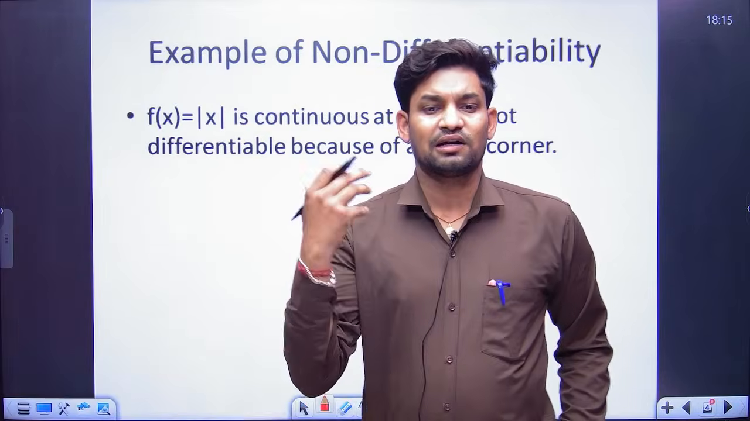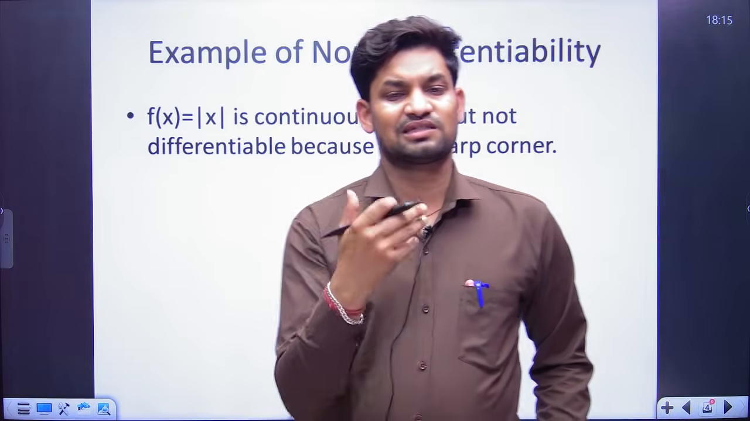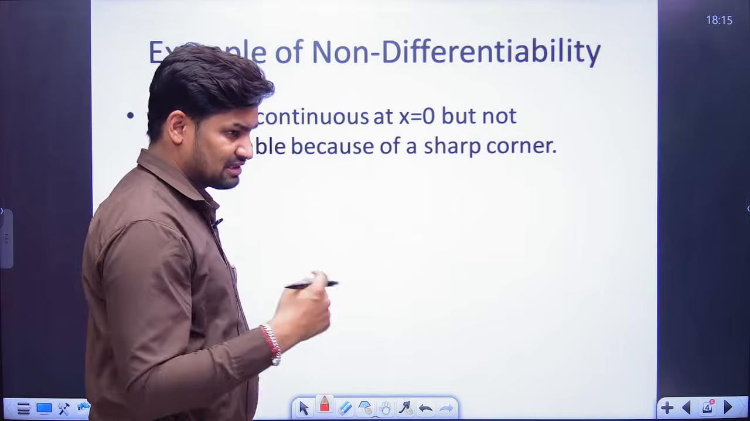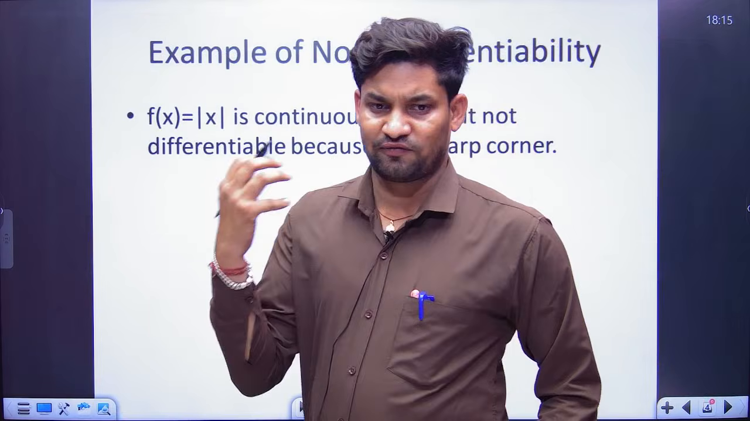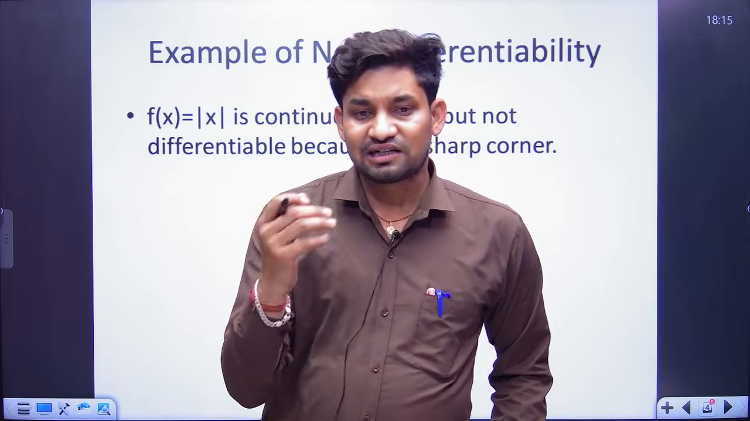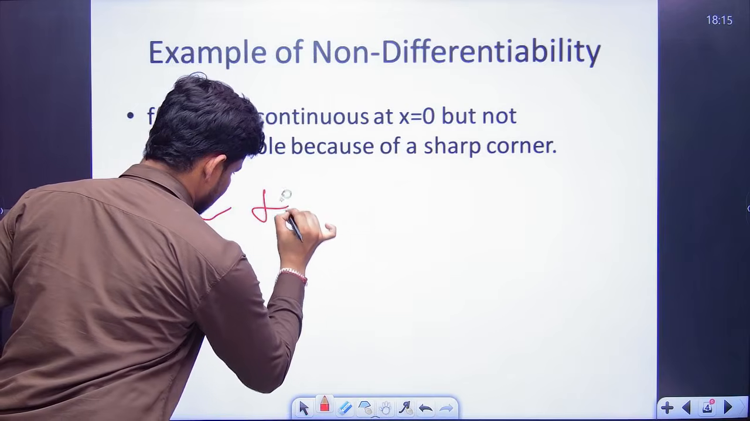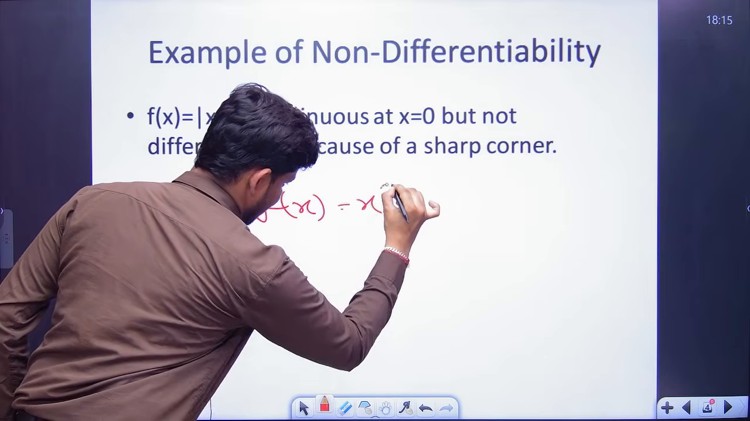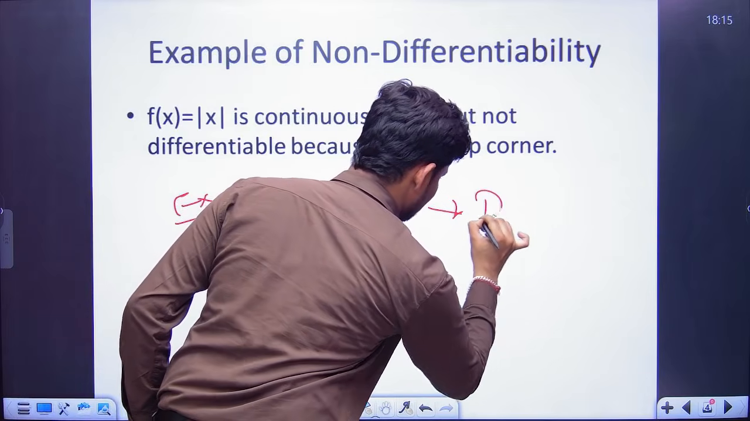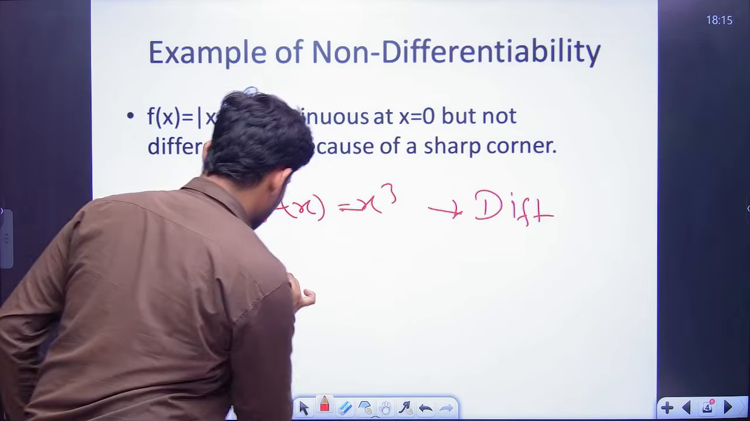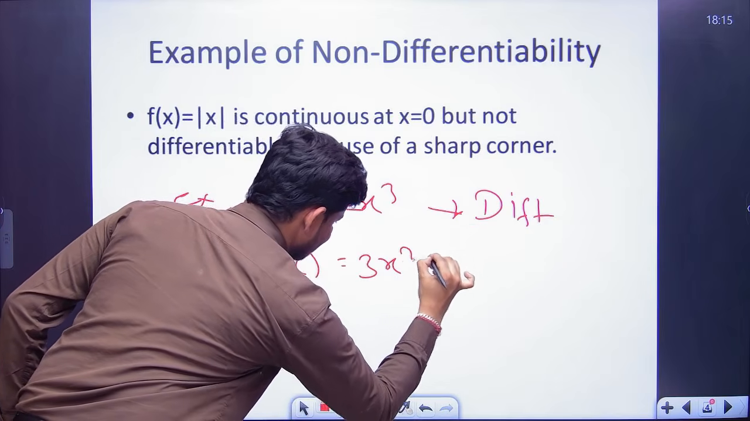Differentiability. What is differentiability? The first question that arises on hearing the word differentiable comes to our mind. Any function f(x) is said to be differentiable if its derivative exists. Example, f(x) equal to x cube is differentiable because f dash x equal to 3x square, its derivative exists.